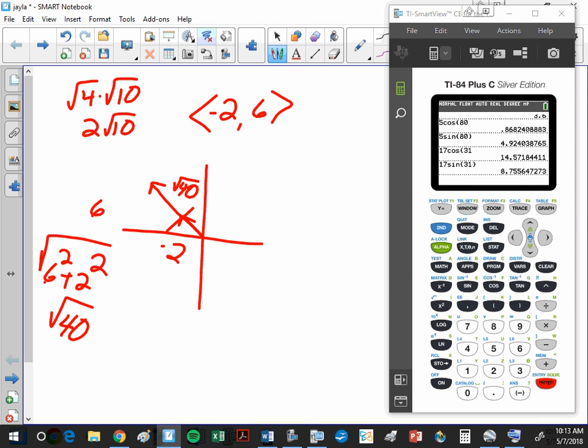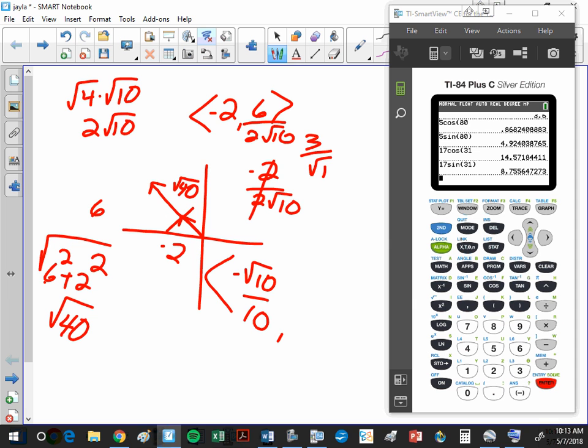Okay, so -2 divided by 2 root 10, the 2's cancel. -1 over root 10, which is -root 10 over 10, comma, divide 6 by 2 root 10, and I get 3 over root 10, 3 root 10 over 10. That is the unit vector. So what I've done is taken this vector and cut it off so that the magnitude is 1.